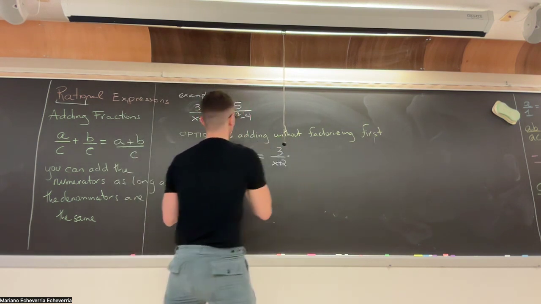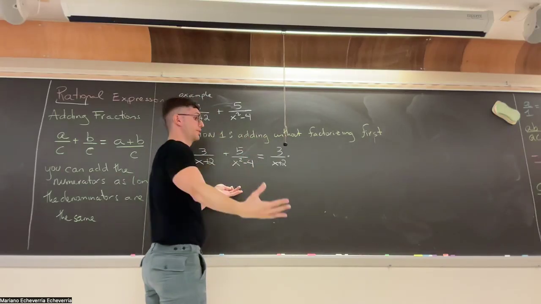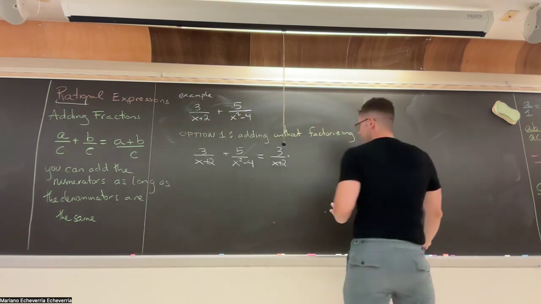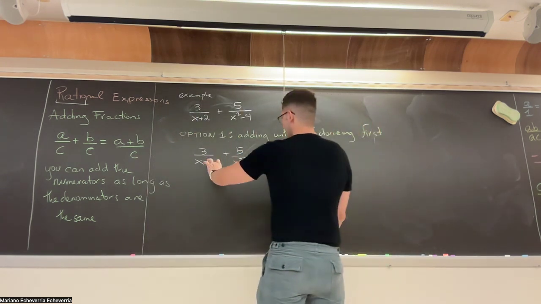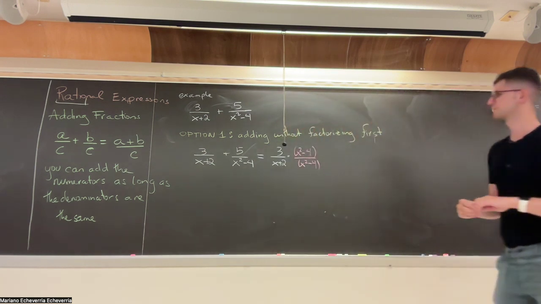What is missing here? The first fraction doesn't seem to have an x squared minus 4, so you just put it in by brute force, literally that's just what you're doing. So you just rescale the numerator and denominator here by x squared minus 4. Okay.